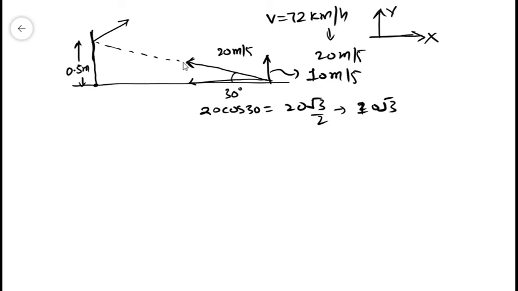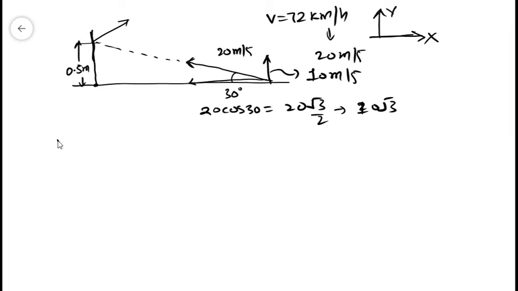So what is the velocity of the ball when it hits the bat? First we will calculate the y component of the velocity, because there is no acceleration in the x component. So the x component of the velocity when the ball hits the bat will be the same, 10 root 3 meter per second. But what about the y component of the velocity?